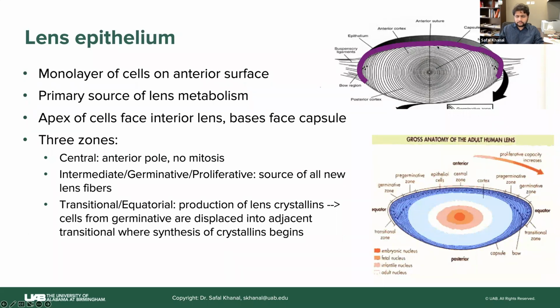And these cells can be organized into 3 different zones: central zone, you have your intermediate or germinative zone, and then your transitional or equatorial zone. The germinative or intermediate zone is the source of all new fibers in the lens, and the transitional zone produces the crystalline proteins in the lens.